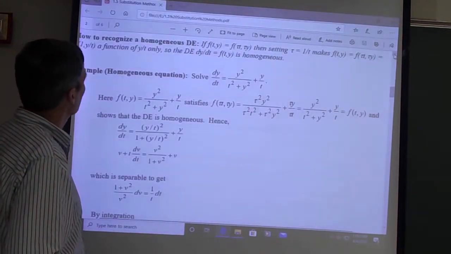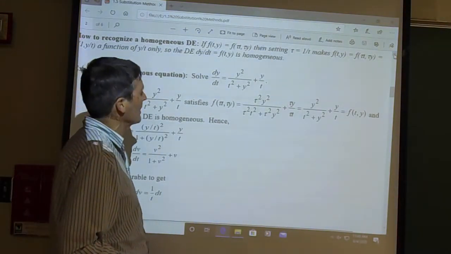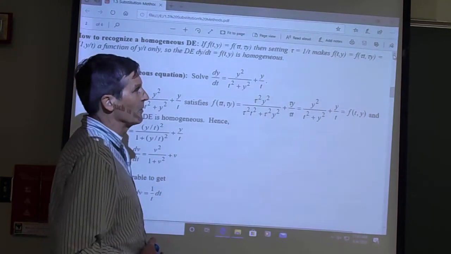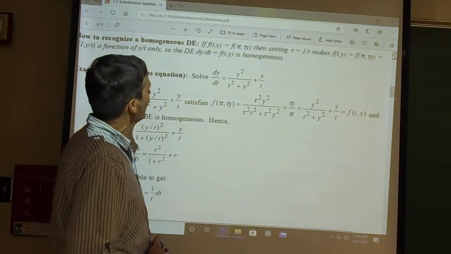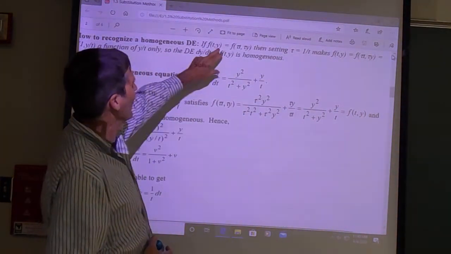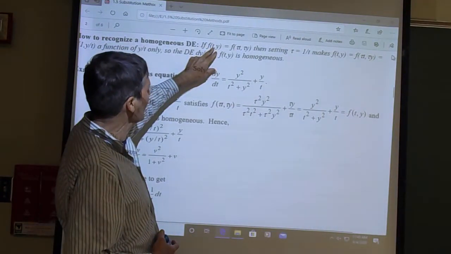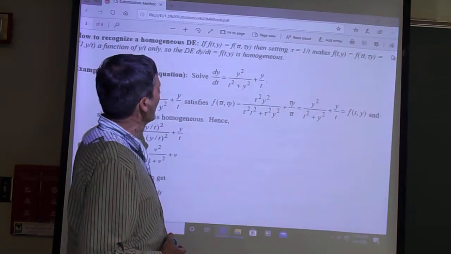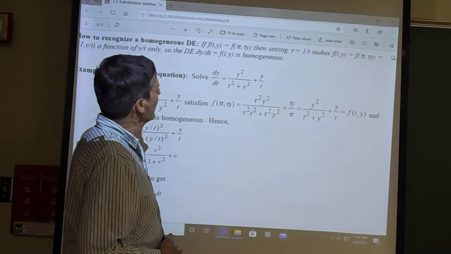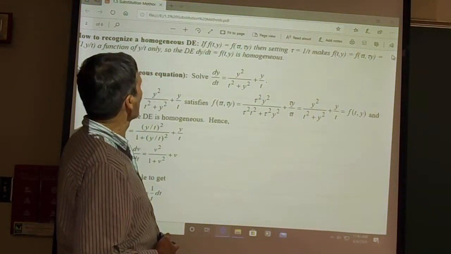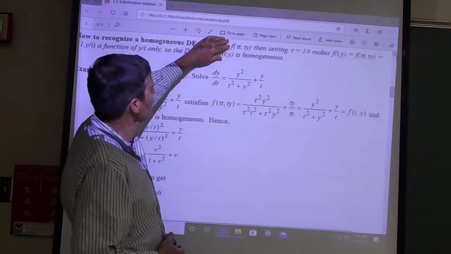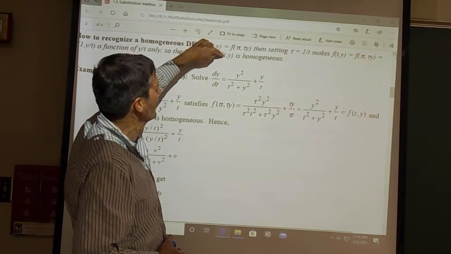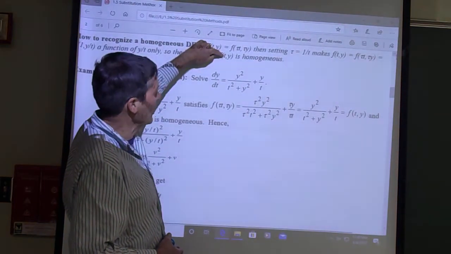Alright, so how can you recognize a homogeneous differential equation? One way is that often it's given in that form, but if it's not given in that form, you can try this. Replace t with t tau and y with y tau, and if f(t tau, y tau) is equal to f(t, y) without the tau, then it's homogeneous.